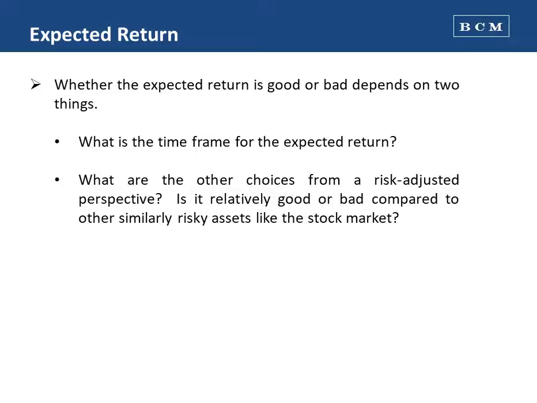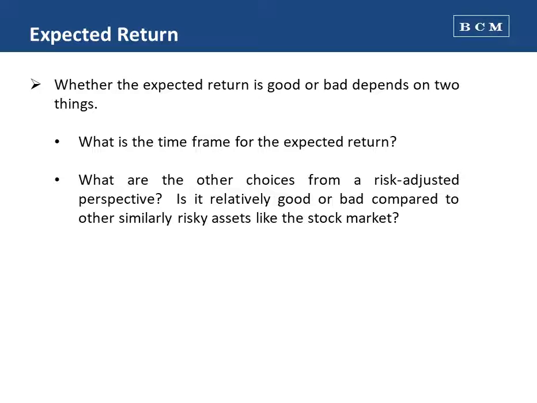The answer depends on a couple of things. First, what's the time frame for the expected return? 13% in 6 months is a lot better than 13% in 6 years. Second, what are the other choices from a risk-adjusted perspective? In other words, how does 13% compare to the expected return on something else that is similarly risky?